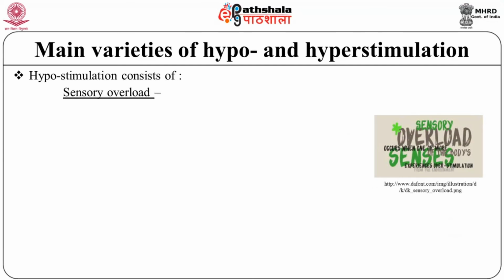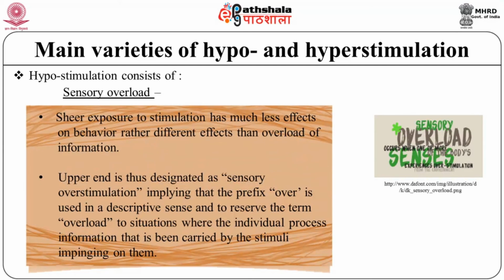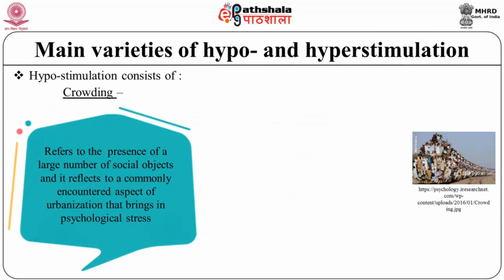Hyperstimulation consists of the following two important facts. Number one is sensory overload. Sheer exposure to the stimulation has much less effect on behavior, a rather different effect than overload of information. The upper end is thus designated as sensory overstimulation, implying that the prefix "over" is used in a descriptive sense, and to reserve the term overload for situations where the individual processes information that is being carried by the stimuli impinging on them. The second point is crowding.